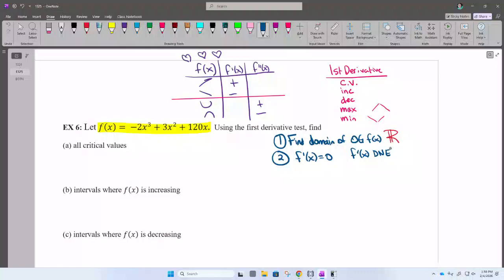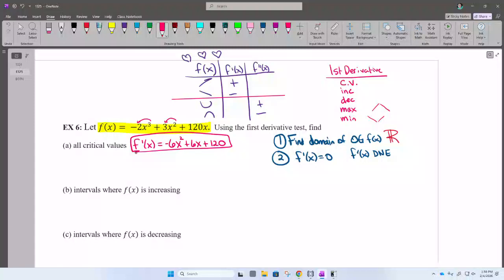In order to find those two things, we actually need to find the derivative. So I'm going to take the derivative here. And I have 3 times negative 2 is negative 6x squared plus 2 times 3 is plus 6x plus 120. This is my derivative.